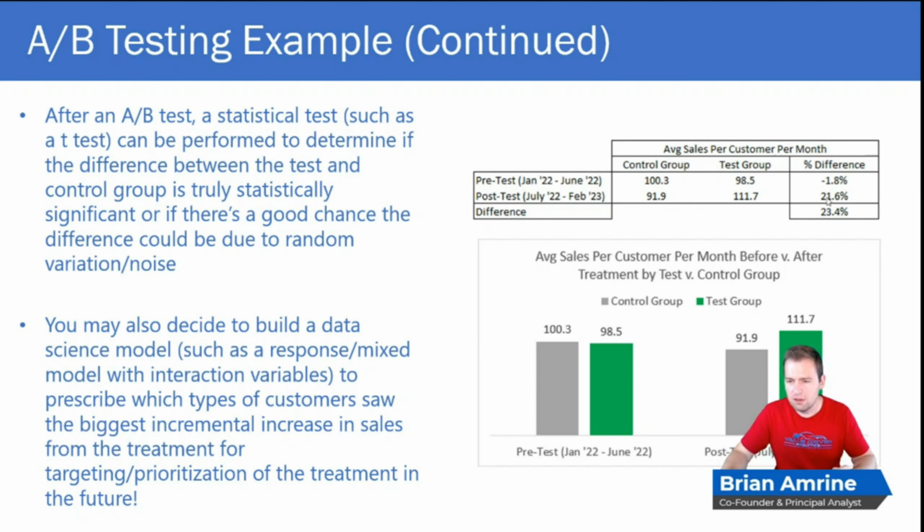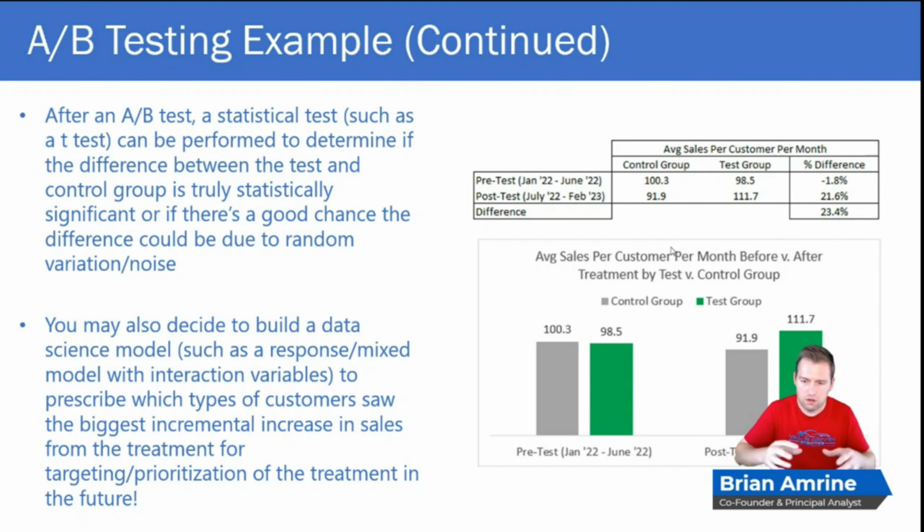So if we thought there was a possibility of a systemic difference, we might control for the pre-test difference of negative 1.8%, subtract that out from the difference we saw in the post-test period, and what we would suggest is that the treatment introduced in July 2022 to the test group had the impact of increasing sales per customer by 23.4%. We can also see this visually.